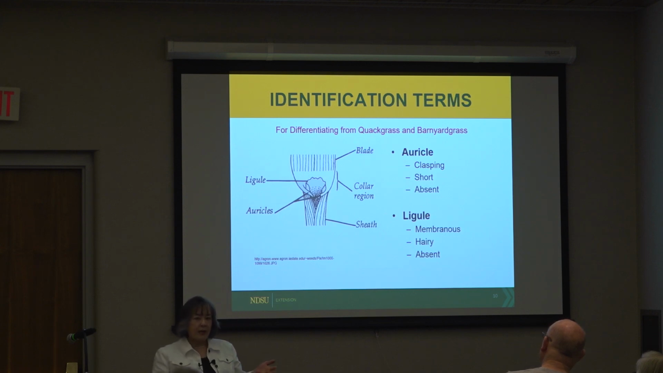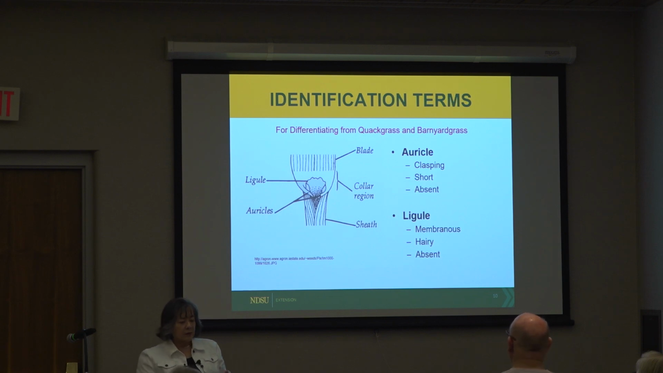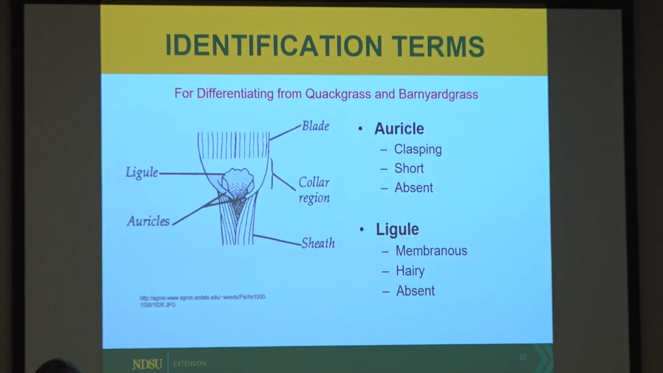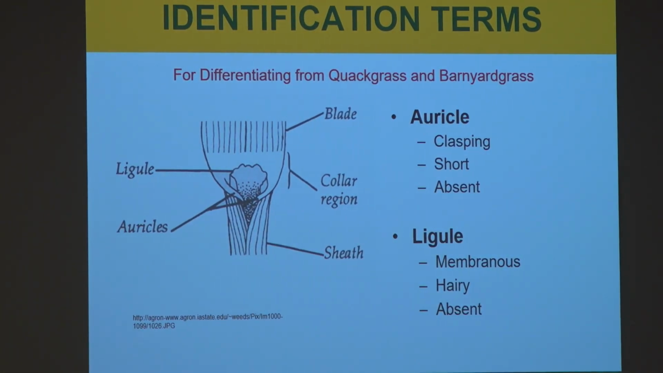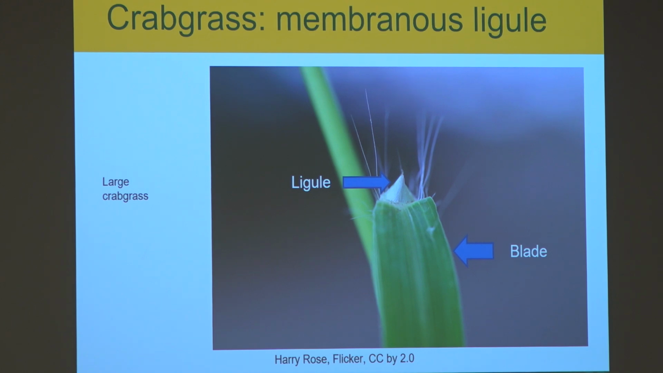The auricle may have clasping auricles that come around and are prominent. There may be some short auricles, or they may be completely absent. When it comes to ligules, sometimes they're membranous. They can be hairy or absent. So let's practice this terminology on crabgrass.